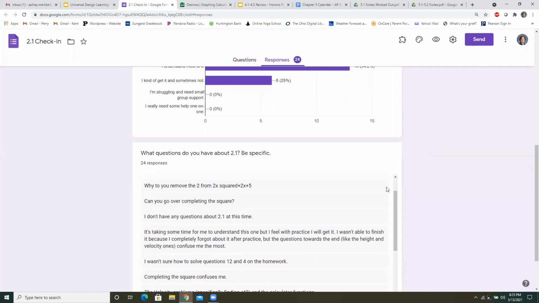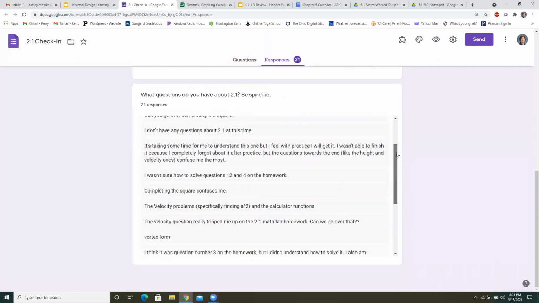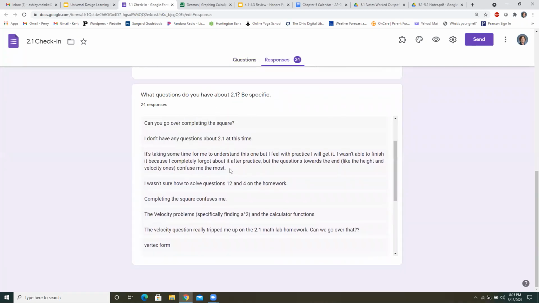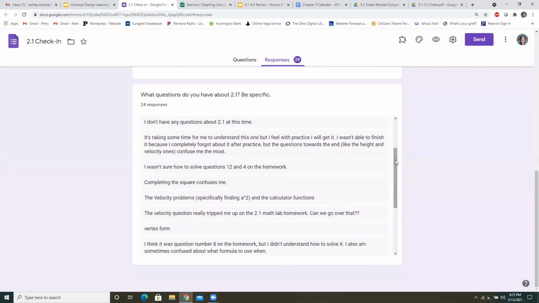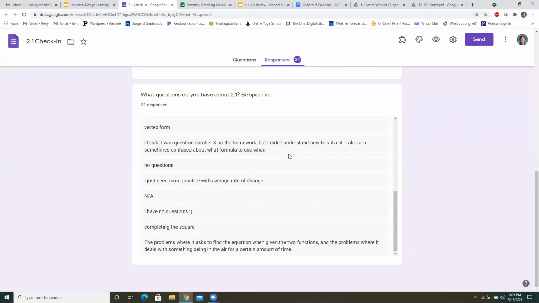And then if you go down, you can see all the questions in one little area here. You can see some weaknesses like completing the square and things like that. So as a teacher, you can quickly look at this and say, okay, these are the areas that I need to hit on. And this works really well if you're teaching remotely or in the traditional classroom.